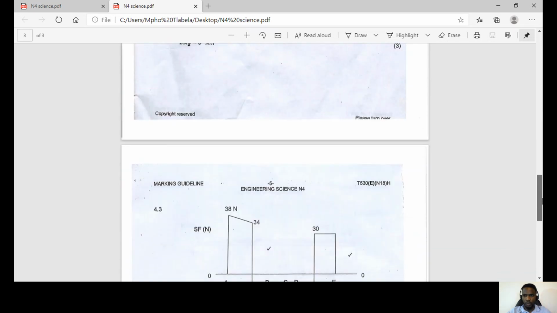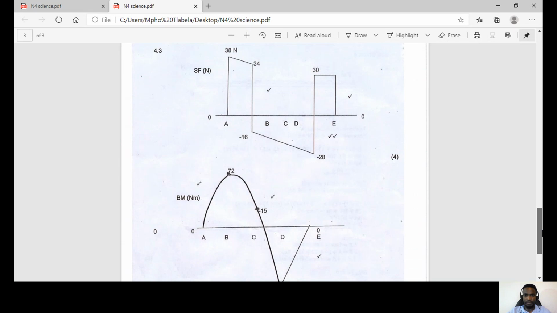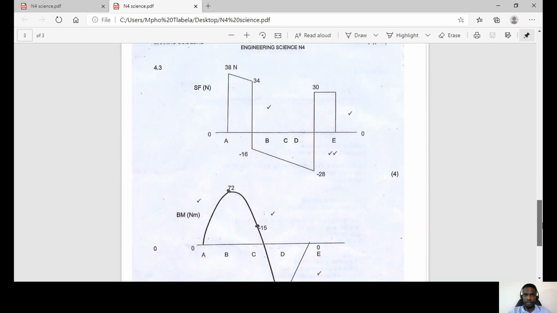Right, now let's go to drawing the shear force diagram and the bending moment diagram. Like we said, I always advise you to draw your beam here at the top. It's going to be easy for you. You can use your scale, or you can roughly draw it as it is here. But very, very important, if you draw it like this, it means you can't have 38 here and then 34 at the top. No. So if you're not sure about that, simply use the scale.